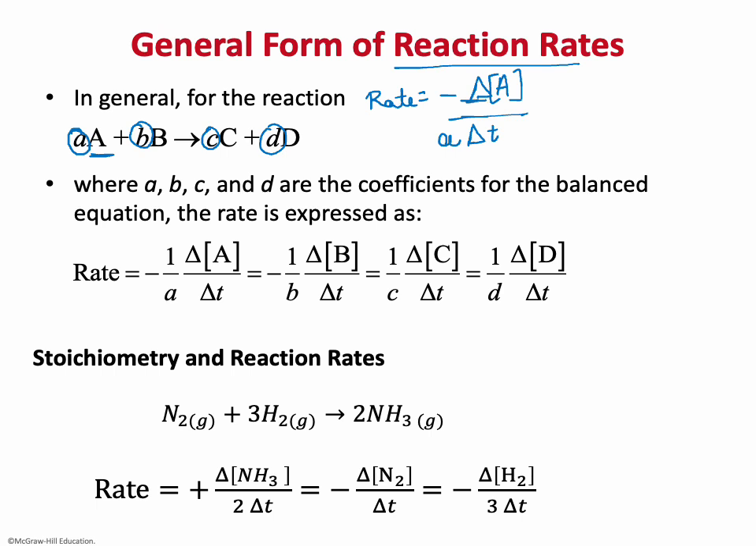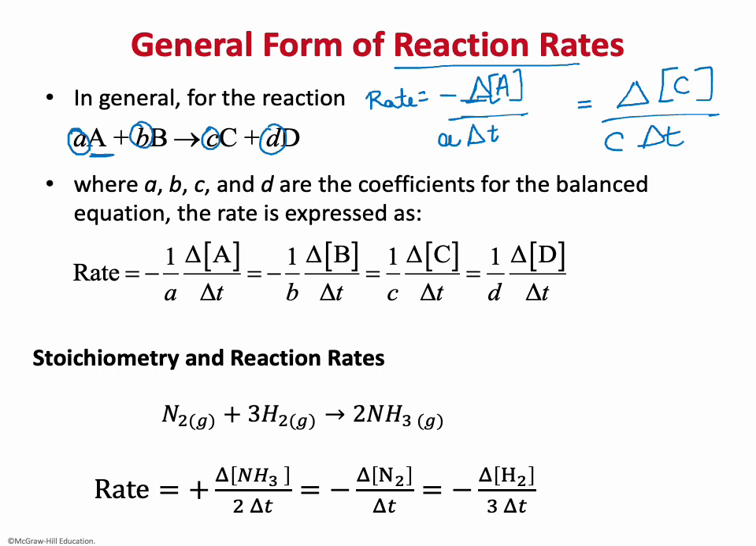If I'm interested in C, that would be change in concentration of C, sorry, not negative because it's a product, so it would be positive change in concentration of C over change in time, divided by the stoichiometric coefficient, which is c.